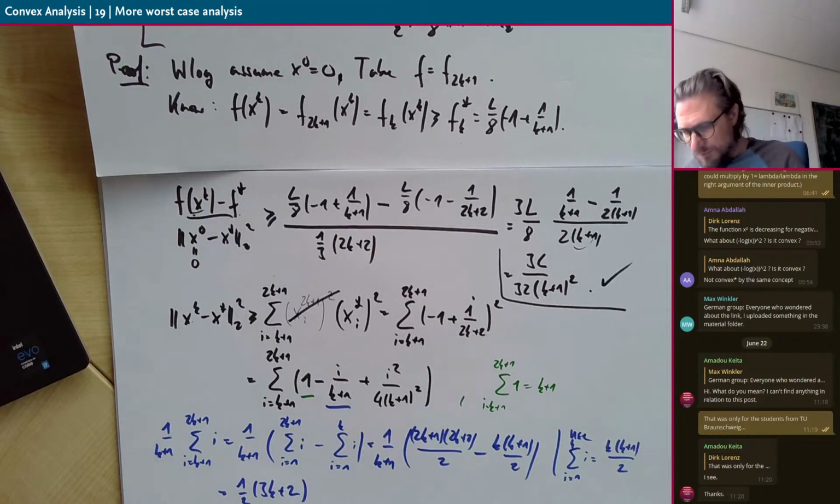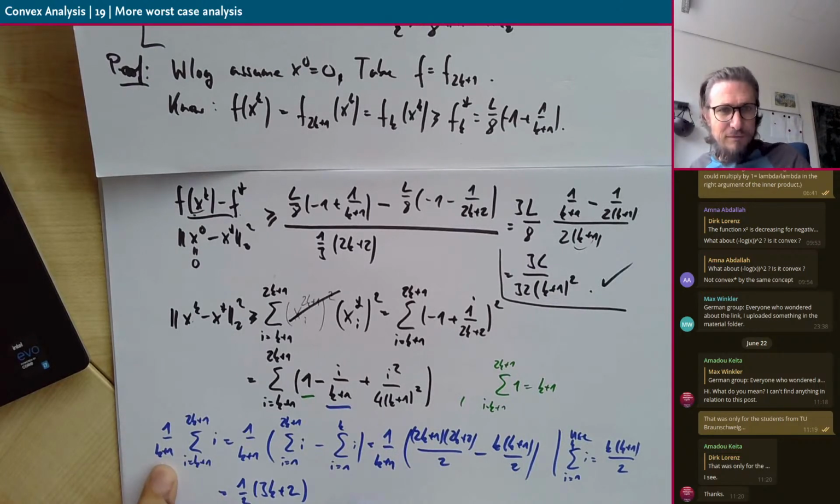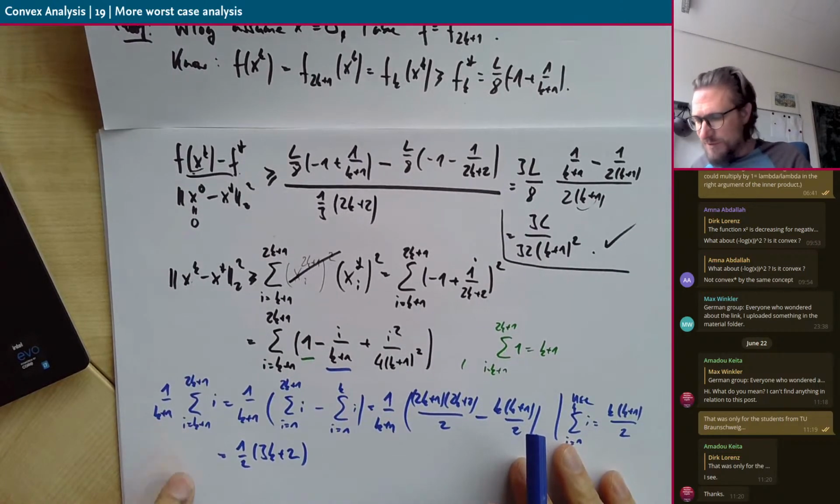Yeah, that's how it is. In the lecture notes I have here times k plus 1, but I did not divide by k plus 1 over here, so that's what's coming out there.